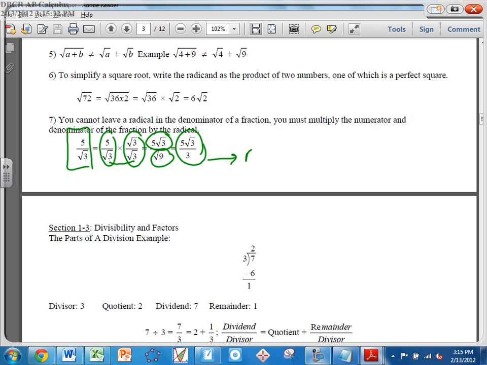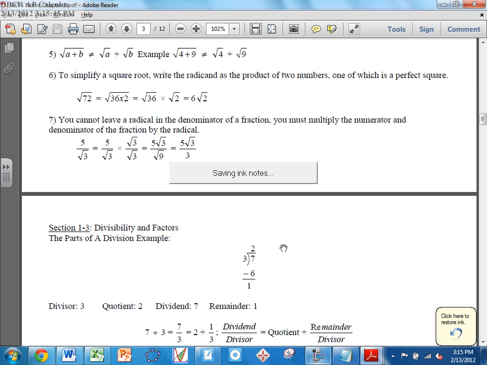has no radical in the denominator. That's the key we want to notice there. No radical in the denominator anymore. Try other examples on your own for that one. Put something like a radical 7 in the denominator. See how you do for that one.